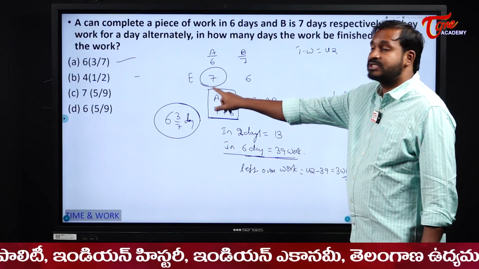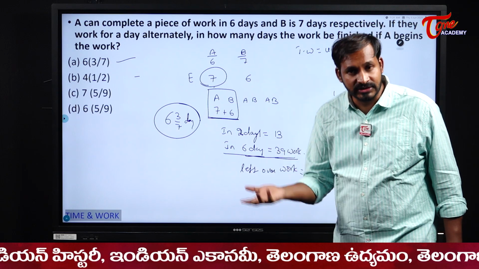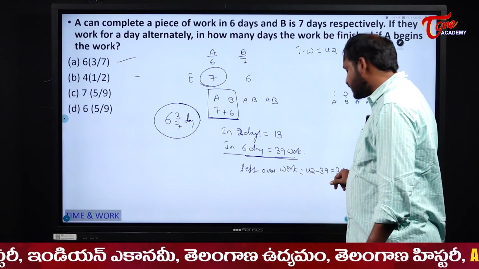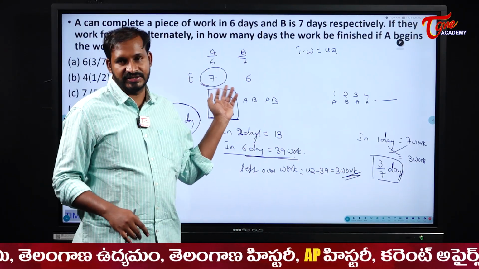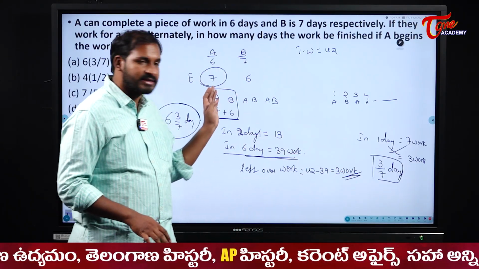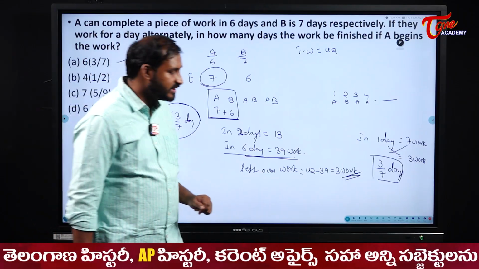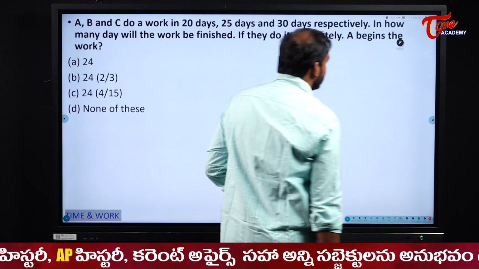A in 1 day can do 7 work. But is there a necessity to do 7 work? No. The remaining work is just 3 work. This 3 work can be done in how many days? Simple. 3 by its efficiency. Write it directly. So 3 by 7 days. Okay, right. So in 3 by 7 days, the work will be finished.